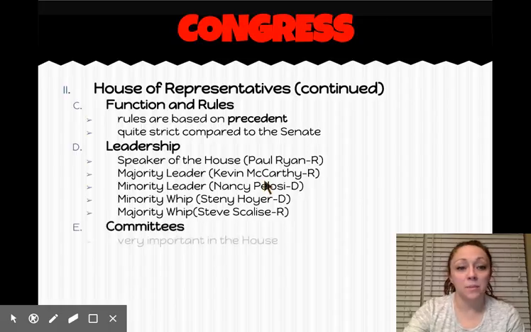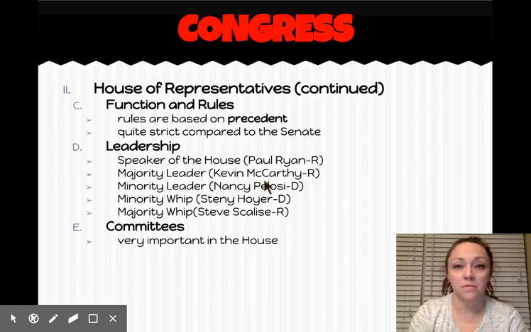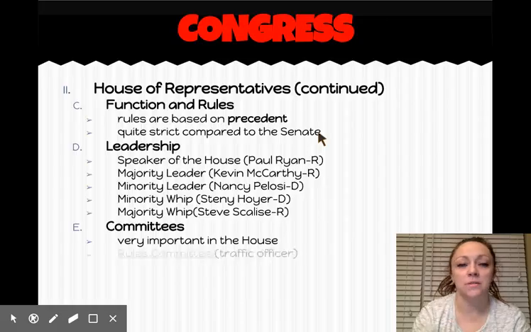Next, we have committees, and committees, just in general, are small groups of people that organize to get something done. And committees are extremely important in the House of Representatives, and they're very important for the same reason that rules are very strict in the House. And that's just because there are so many people in the House of Representatives. If 435 congressmen decided that they were each going to individually work on something, it's not going to be very efficient. So committees are extremely important in the House.